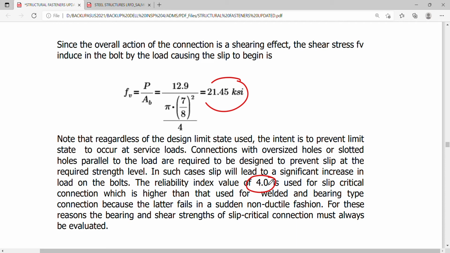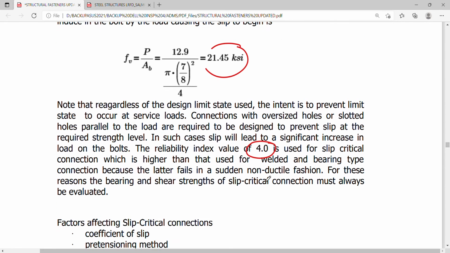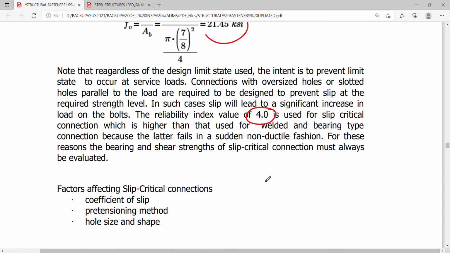Okay, so if you want to make use of reliability analysis, this is the index used for your factor of safety, the margin of safety in consideration of your slip critical design.